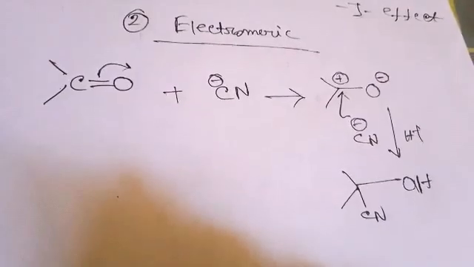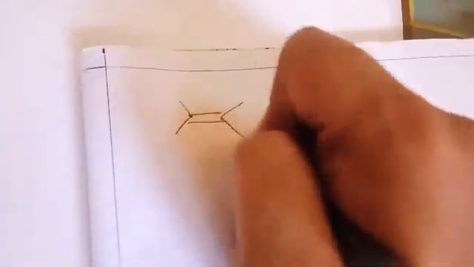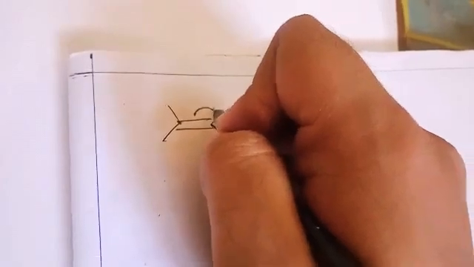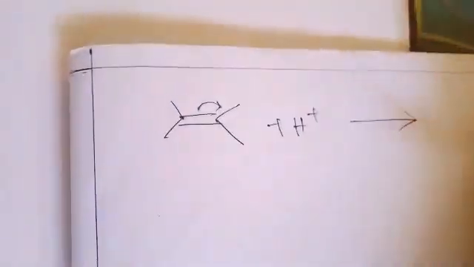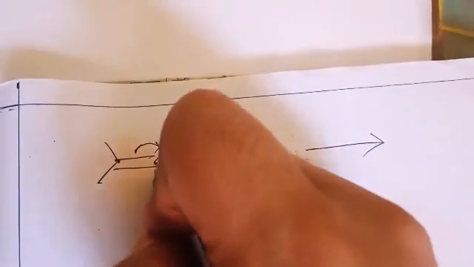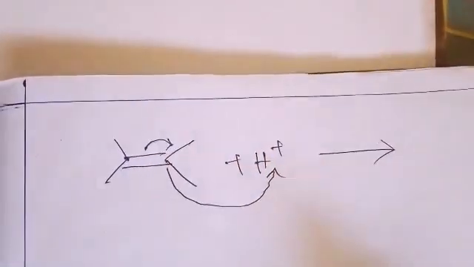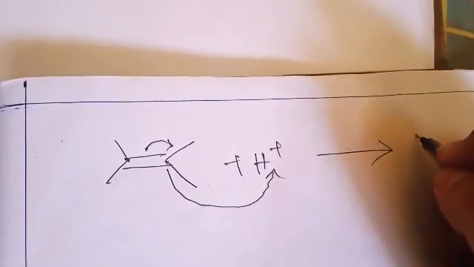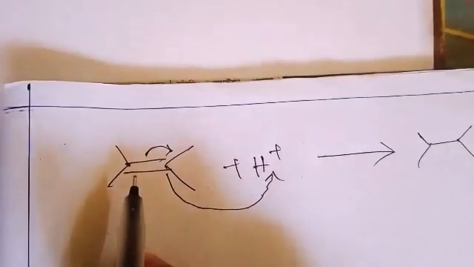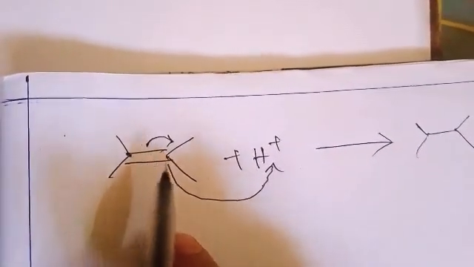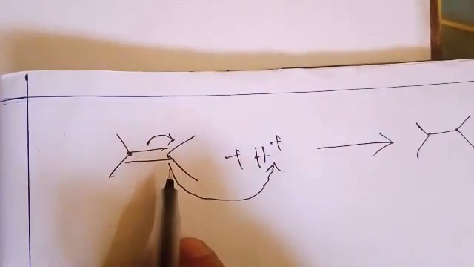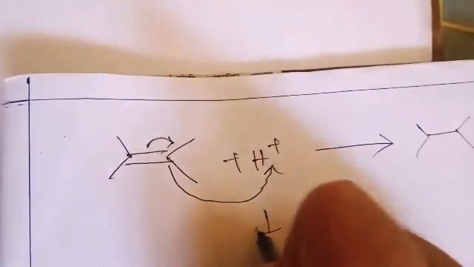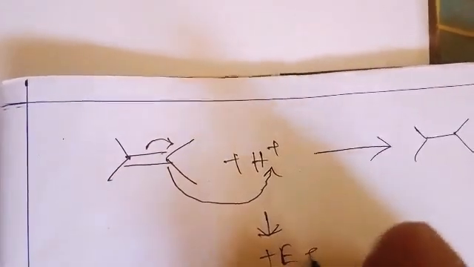Now, like the inductive effect, we may categorize the electromeric effect into two parts. If I take this example, we can see that at first the pi bond is shifted in this direction, and then it attacks the nucleophile, so this compound is formed. Now we see that the shifting of the pi electrons and the attack of the external source occur in the same direction. This effect is termed the plus E effect.